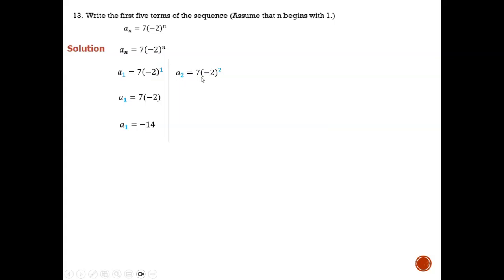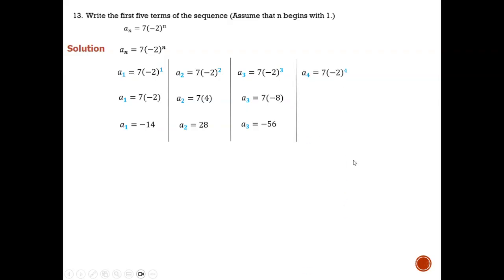What about the next one? Next term, we plug in a 2 for n, so our second term is 7 times -2 to the second power. -2 squared, or any negative number to an even power, becomes positive, so that becomes positive 4. 7 times 4 is 28. Continuing on with a 3, but now -2 to the third power is a -8. -8 times 7 is -56.